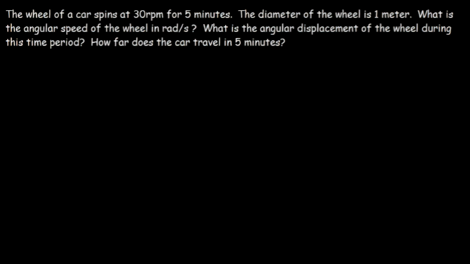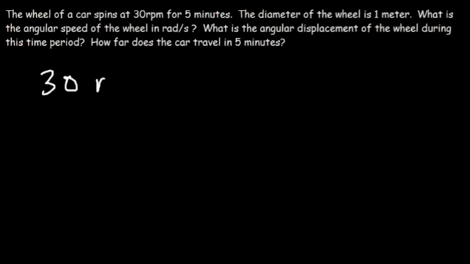The wheel of a car spins at 30 revolutions per minute for 5 minutes. The diameter of the wheel is 1 meter. What is the angular speed of the wheel in radians per second? So right now we have the angular speed in revolutions per minute, which you can think of as the frequency, which is usually revolutions per second. But we can simply convert it to get the angular speed in radians per second.